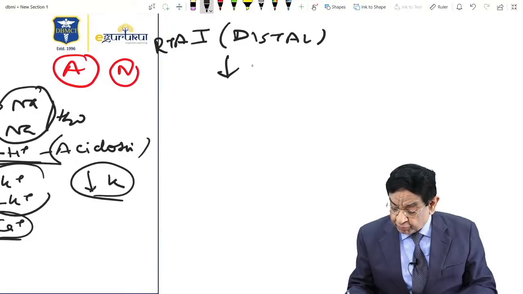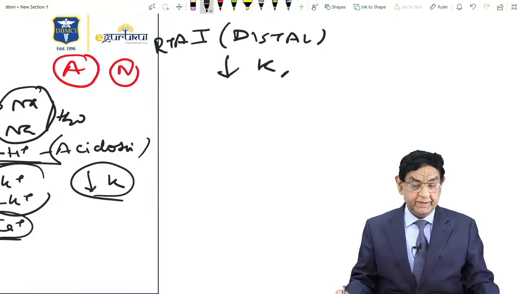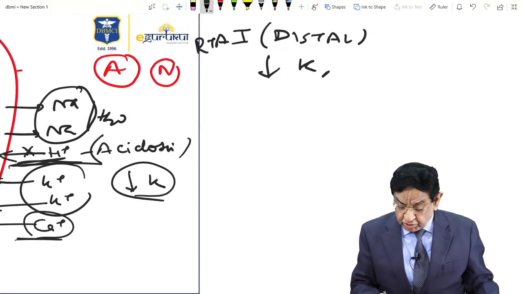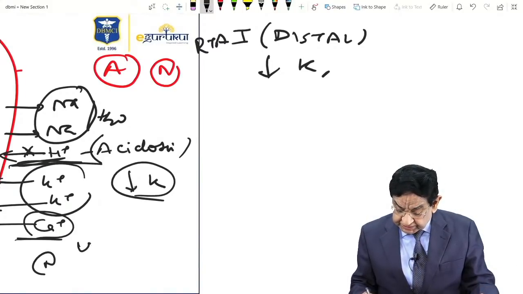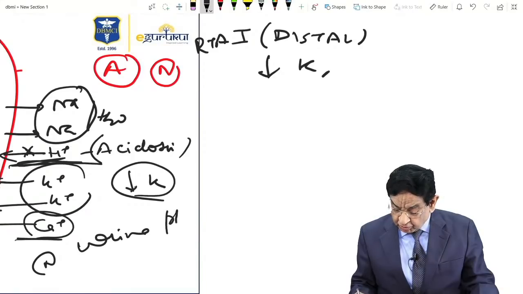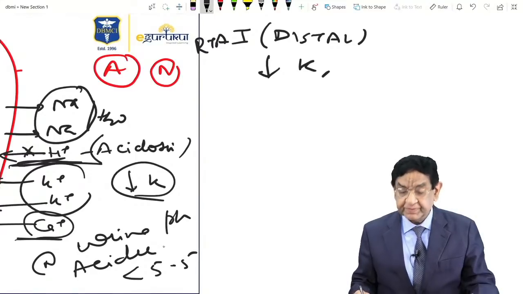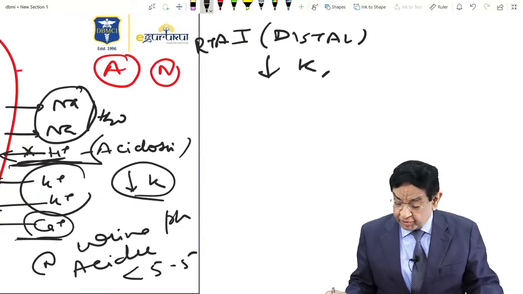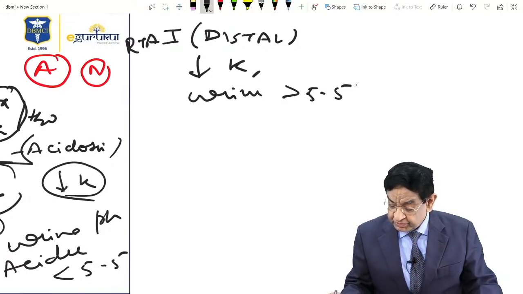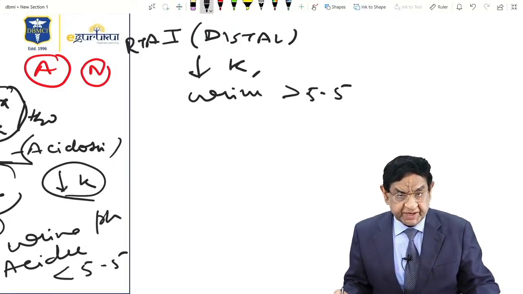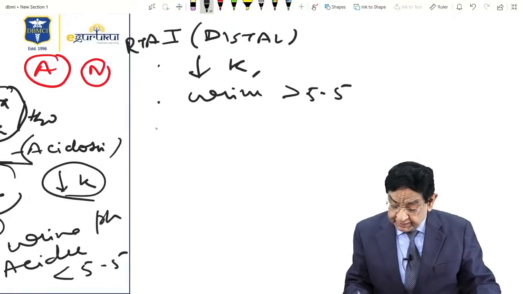What we are getting is hypokalemia. And number 2, H ion is not going out in the urine. So normally urine pH is always acidic. It is below 5.5 normally, but here H ion is not going out. The urine pH will be always more than 5.5. So what they say, there is defective acidification of the urine. There is hypercalciuria, the reason I told you.